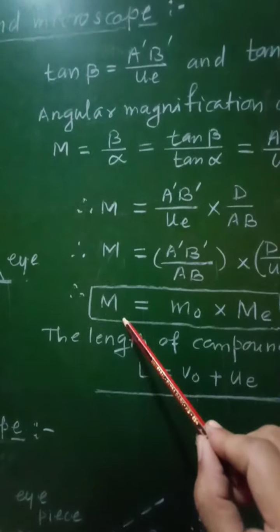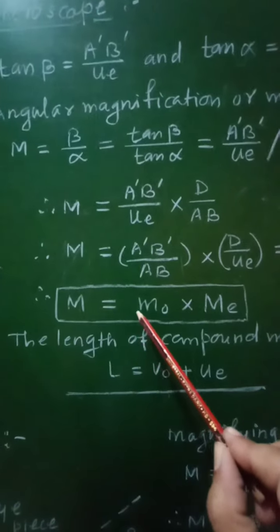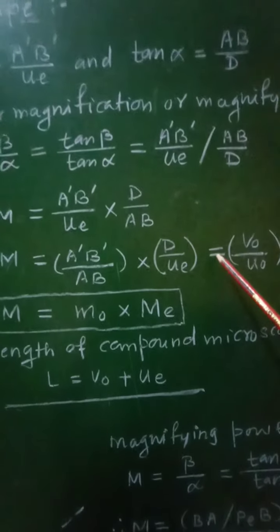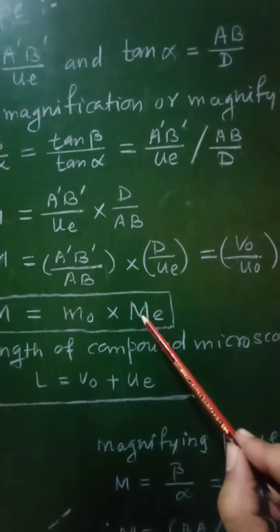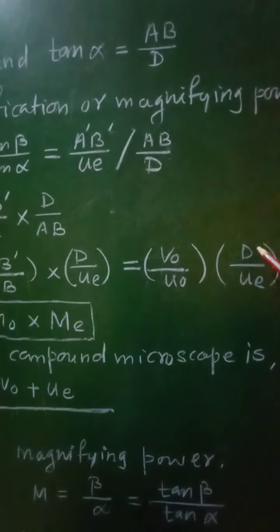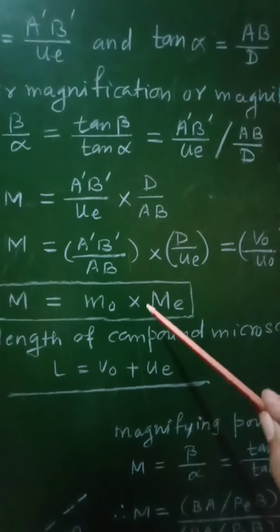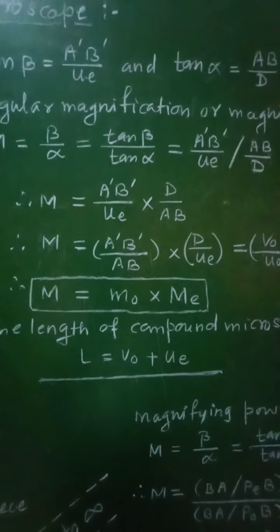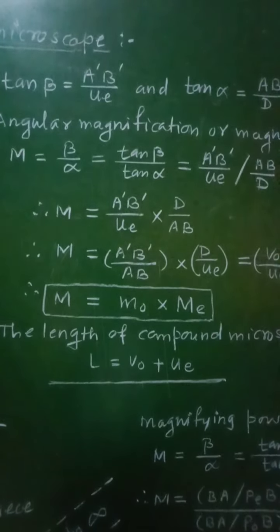Therefore in short we can write the magnifying power of the compound microscope m equal to MO into ME. This MO is nothing but the linear magnification of the objective, that is phi O upon UO, and this capital ME will be nothing but the angular magnification of the eye lens, that is D upon UE. So this formula m equal to MO into ME will represent the magnifying power or angular magnification of the compound microscope.